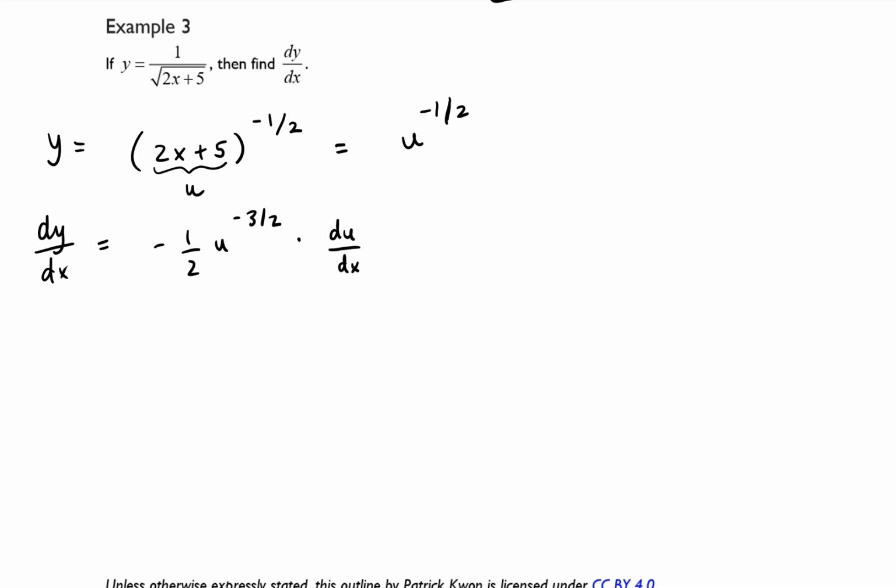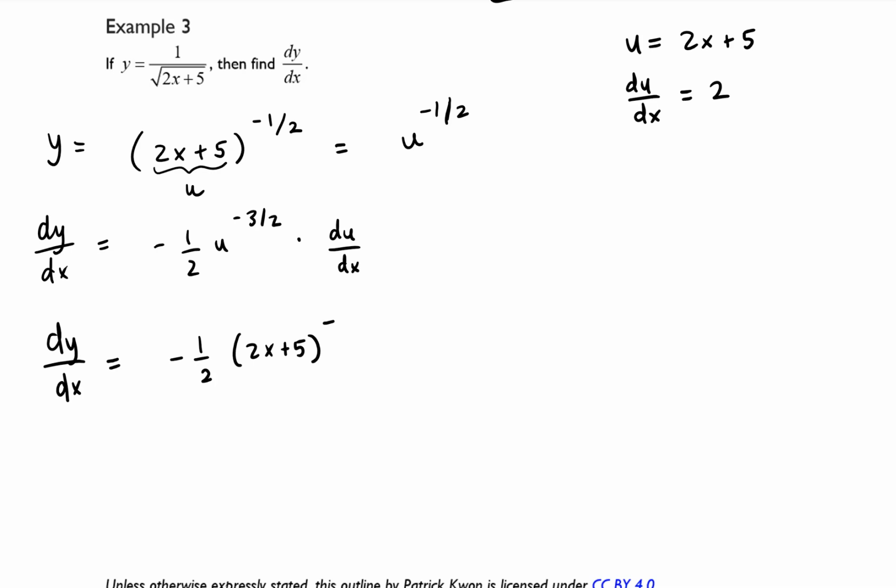Off to the side here, if u equals 2x plus 5, then the derivative of that with respect to x is going to equal 2. So then I'm going to do some substitutions. I'll replace u back in. So we have negative 1/2 times 2x plus 5 to the power of negative 3/2 times du/dx, which we calculated over here to be 2.